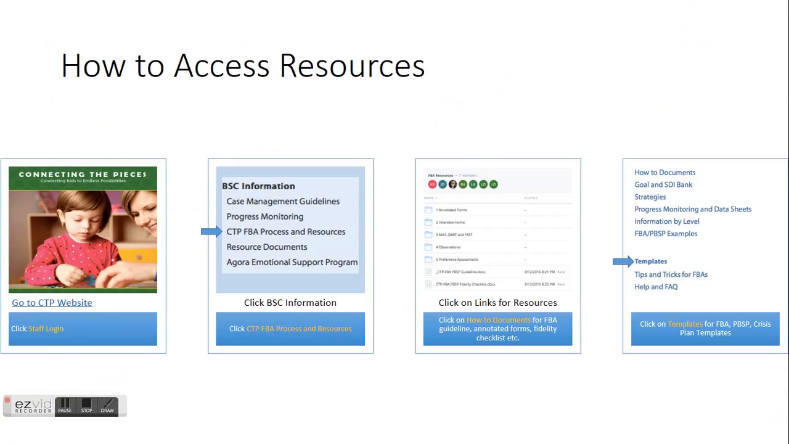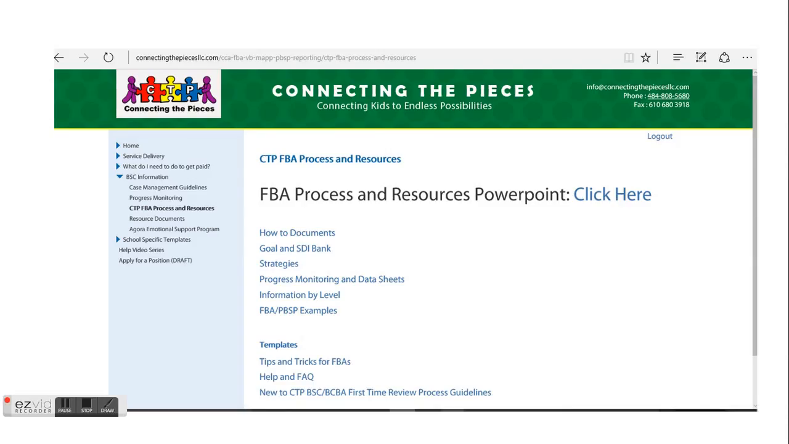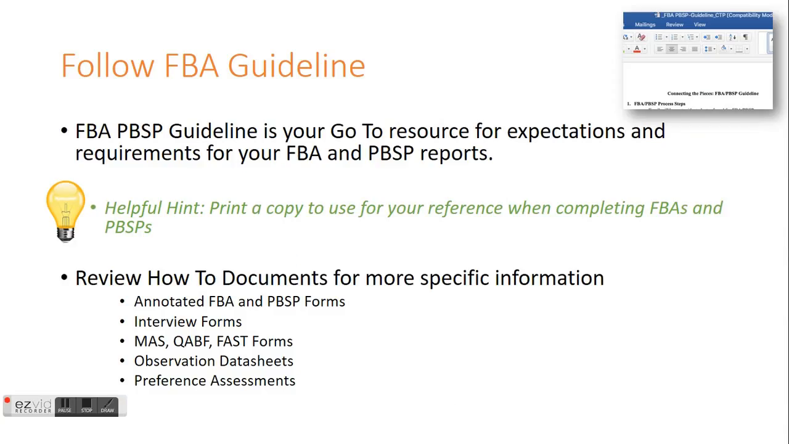How to access resources. First, log on to the Connecting the Pieces website, then click on the Connecting the Pieces FBA process and resource tab on the left, and then you will see a list of resources that are available. Here is the website page. On the left-hand side, you see the tab for the resources and process. And then you will see a bunch of blue links that are all the resources available.